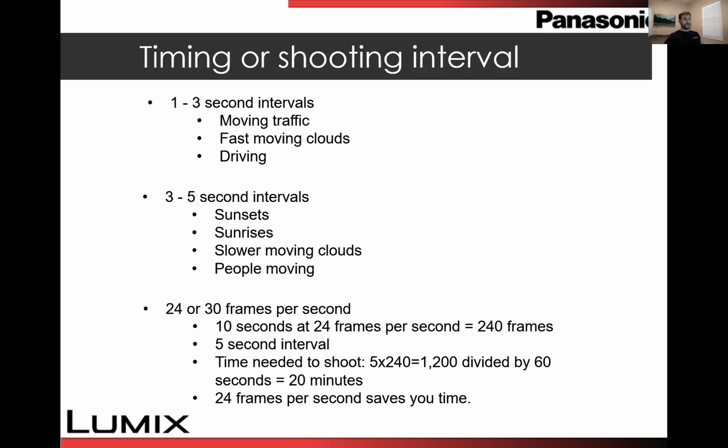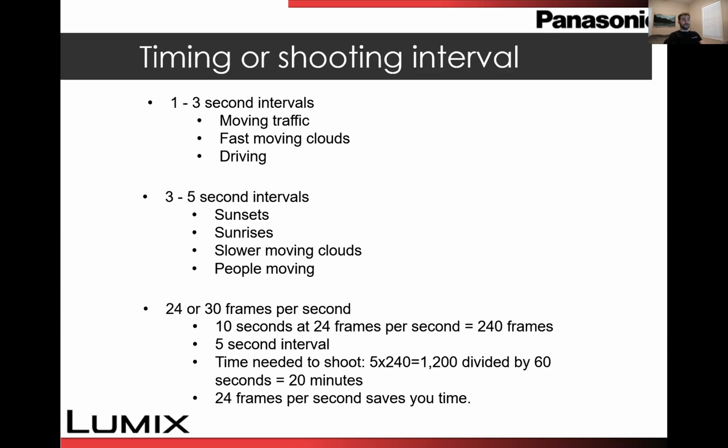And the way you figure that out is you take the interval that you're going to be shooting and multiply that by the number of frames. What that gives you is the total amount of time in seconds that those 240 frames are going to take to be created. Once you get that number, you divide it by 60 seconds so that you can get minutes. And then they'll tell you that if I wanted to do a 10-second video at 24 frames per second output with a 5-second interval, it's going to take me 20 minutes to actually capture all of those frames.